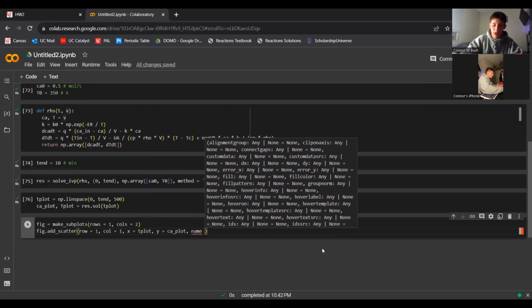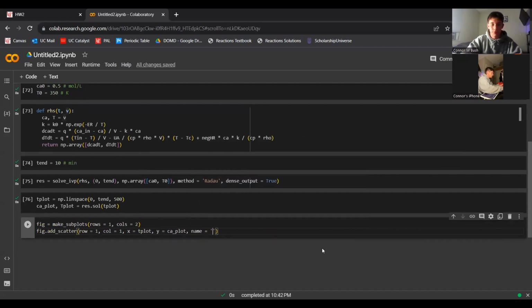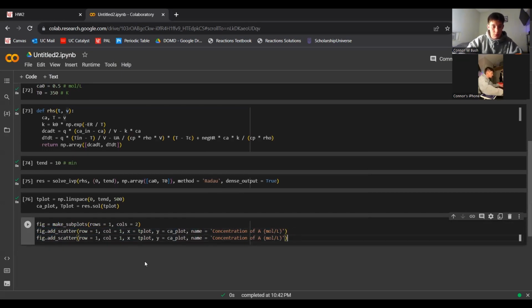And then we're going to just name this concentration of A in moles per liter. And then I'm going to copy and paste that. Similarly, for the second column, we're going to plot the temperature plot. I'm just going to call it tank temp.